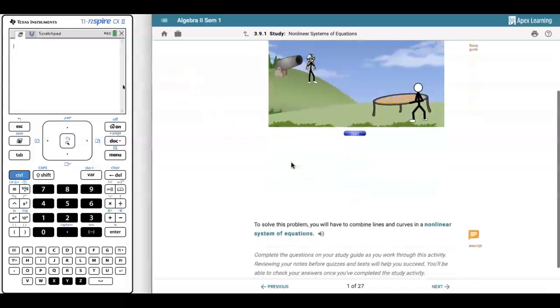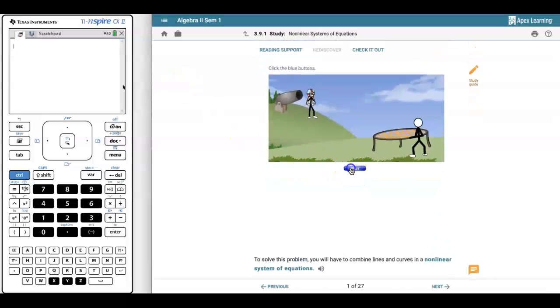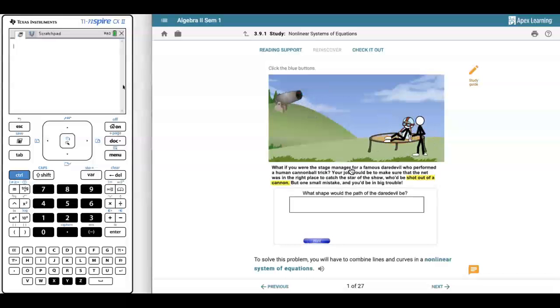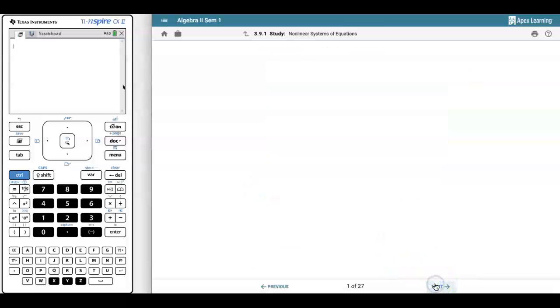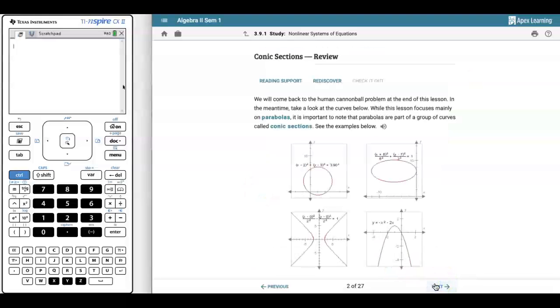So for this example here, they're gonna show you a video. Basically, imagine if you worked for a daredevil, right? And you're trying to stage a trampoline to make sure that you can catch him. All right, so the question is what shape is he going to take when he's traveling in the air, and how are we going to be able to calculate where we should put that netting? All right, so this is another real world application of mathematics.